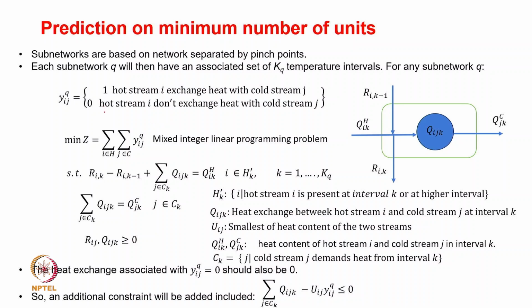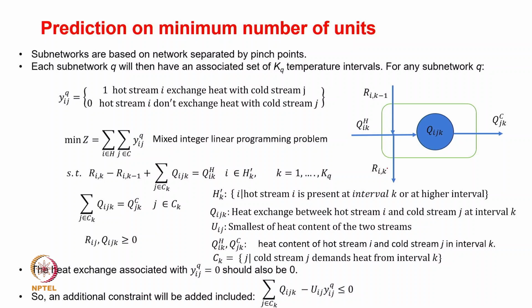So to minimize the number of units, the summation of yij over q should be as small as possible. The smaller the value of the summation, the fewer times the hot stream exchanges with the cold stream, which essentially means that the entire network size is smaller. So let's look at the balances over here again.